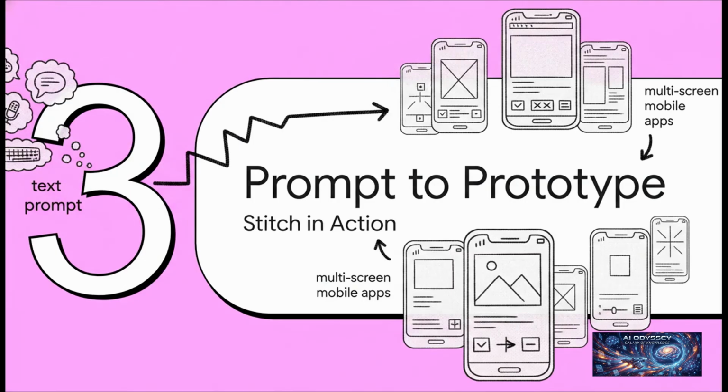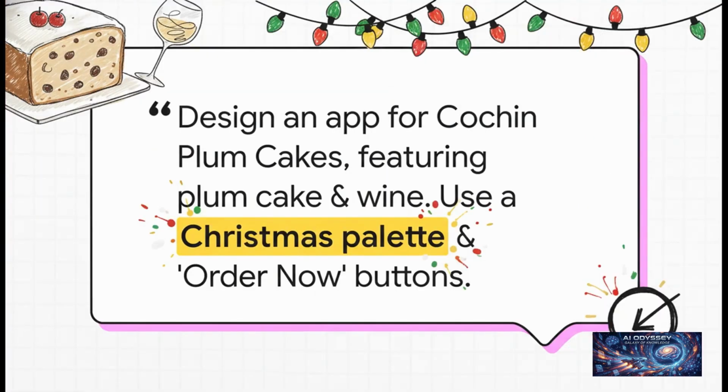All right, enough talk. Let's see what this thing can actually do. We're about to watch Stitch take one simple text prompt and magically turn it into a multi-screen mobile app. Right here, right now. That's it. Seriously, that's the entire instruction we're giving the AI. It's just a clear, simple sentence asking for an app, laying out the products, the feel we're going for, and the most important button. No complicated design briefs, no mood boards, just this.